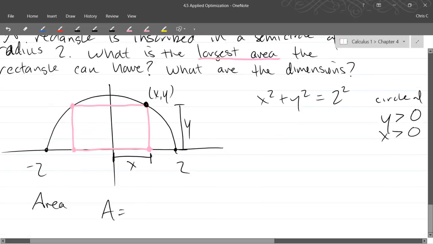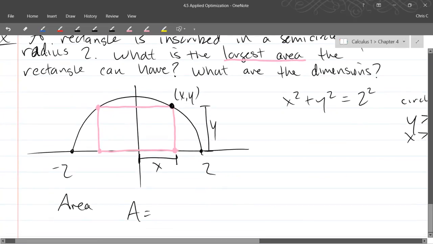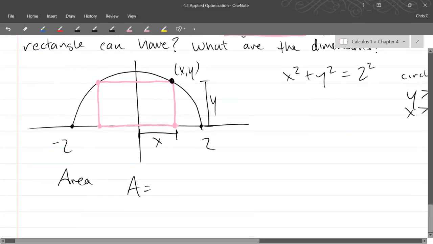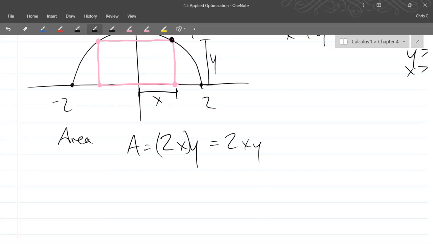So I'm trying to maximize the area of the rectangle. So I need an area of a rectangle. Yep, that'll be width, which is 2x. So we have x and x on the other side, and then a y. So area is 2xy. I'm almost ready to take a derivative and set it equal to 0. The problem is, do I take an x derivative or a y derivative?